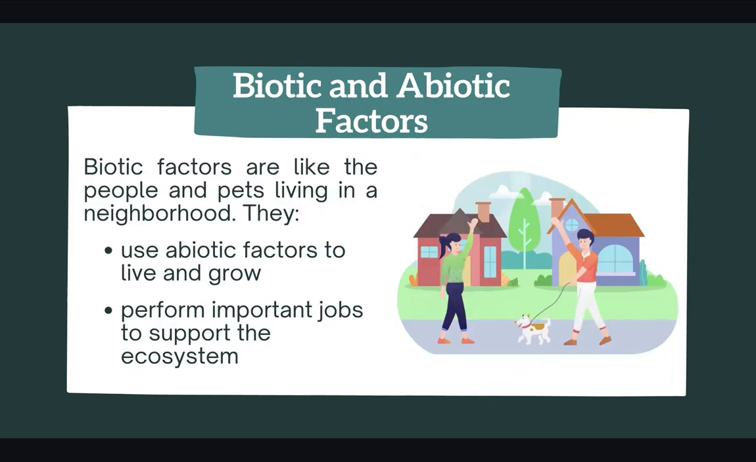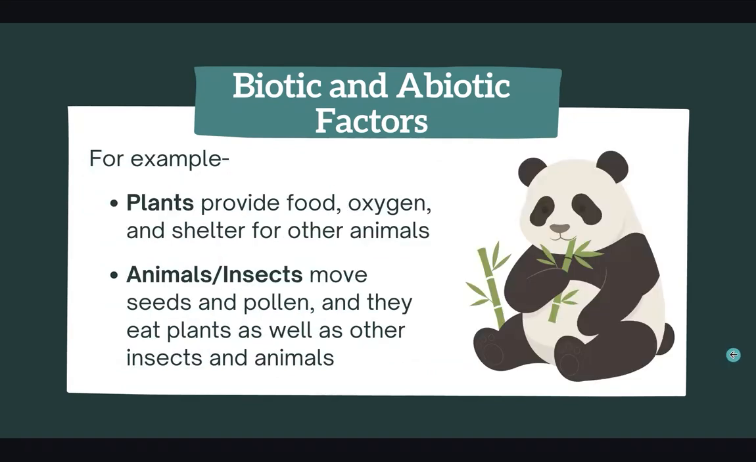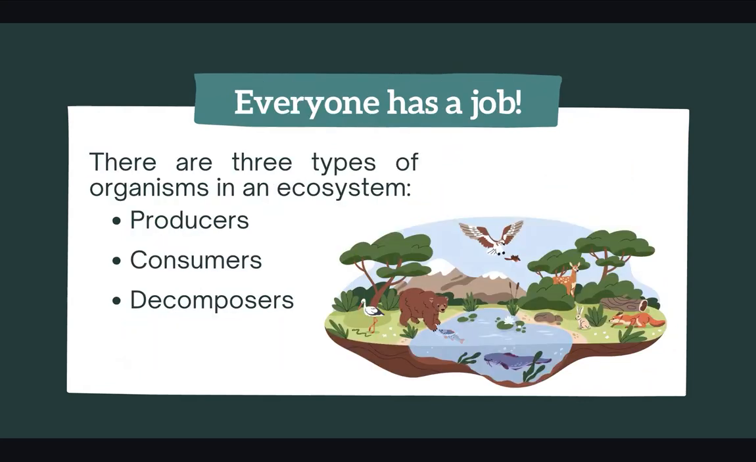Biotic factors, on the other hand, are like the people and the pets living in a neighborhood. They make use of abiotic factors to live and grow, and they perform important jobs to support the ecosystem. For example, plants provide food, oxygen, and shelter for other animals, and animals and insects move seeds and pollen, and they eat plants as well as other insects and animals. Everyone in an ecosystem has an important job to perform.